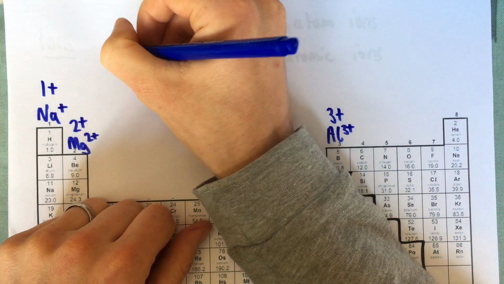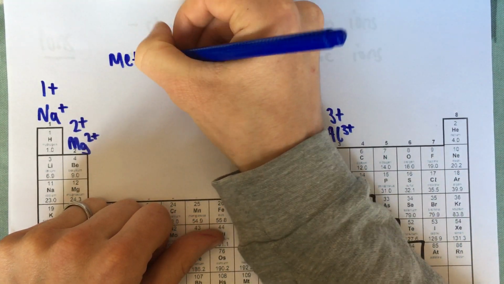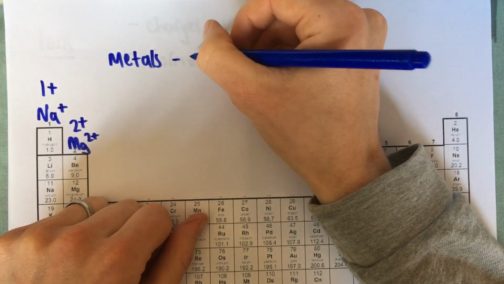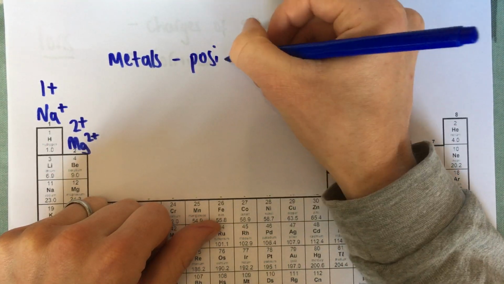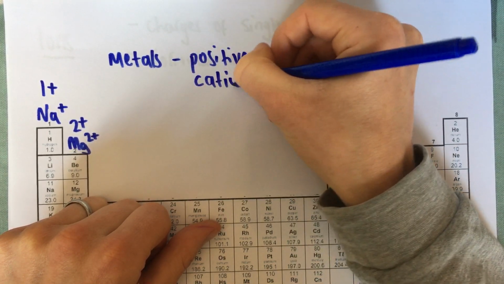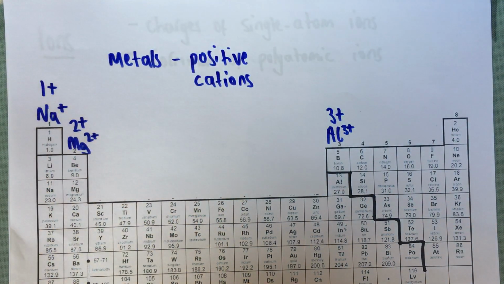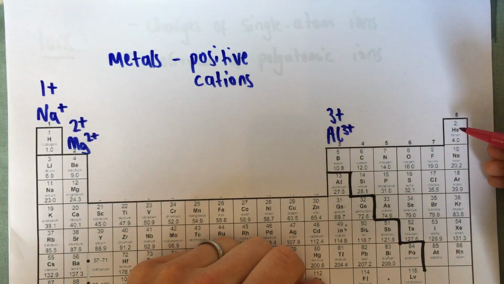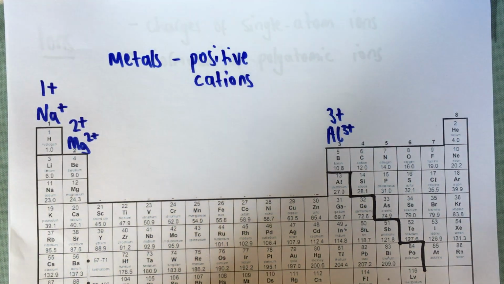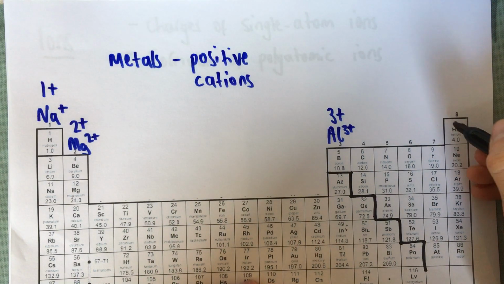So all the metals have formed positive ions, and we call these cations. If we go to the other end, at group 0 or group 8, these already have a full outer shell. So they're not going to lose or gain electrons. So we don't need to worry about those at all. We can just ignore them for now.